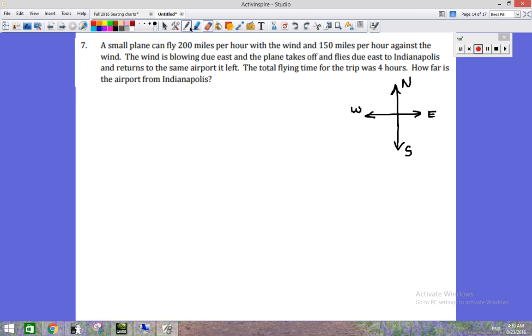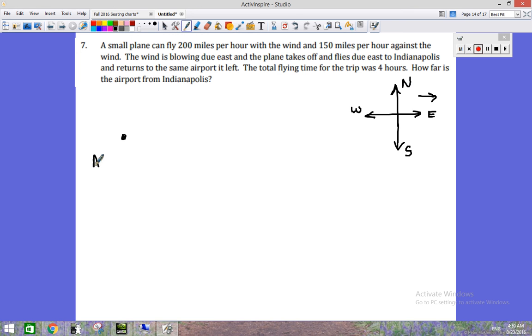Now, the wind is blowing it due east. So I'm assuming that means that it's blowing towards the east rather than from the east. I don't know how weathermen give us wind directions exactly, but let's say that. And the plane takes off and flies due east. So actually when the plane is taking off, it's flying with the wind in this case. So even though I might have that backwards, I don't believe it's going to affect our answer either way, because we're trying to find the distance from the airport.